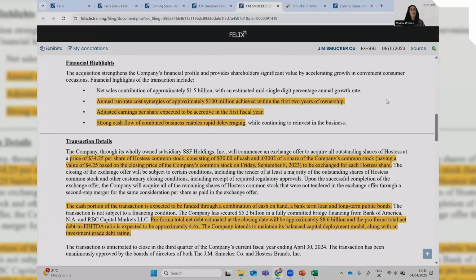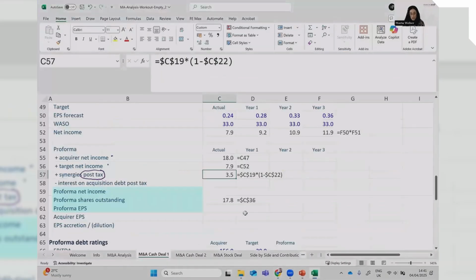So run rate means fully achieved. And they say it's going to be achieved within the first 2 years. Okay, so maybe, I don't know, 50% in year one, and then the balance full run rate in year two. Okay, so we normally see a bit of a build up to synergies. So we've got synergies that we're now adding because these two standalone companies' earnings forecasts didn't include that. So let's add the synergies in.